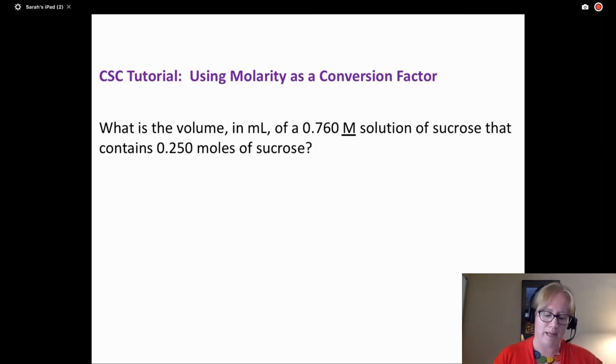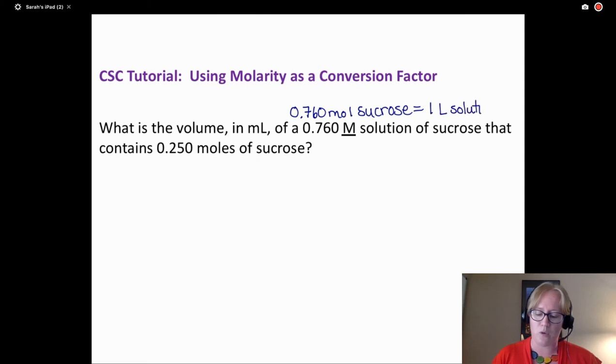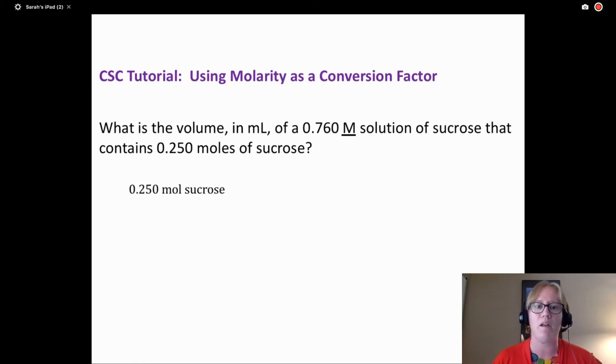So when I see a problem like this, immediately in my mind, I take this molarity and think of it as the link between moles of the solute, in this case the solute is sucrose, and volume of the solution. So that molarity is going to be a conversion factor, which means that the other value we're given, 0.250 moles of sucrose, that's going to be our starting point in the calculation. So we start with 0.250 moles of sucrose.